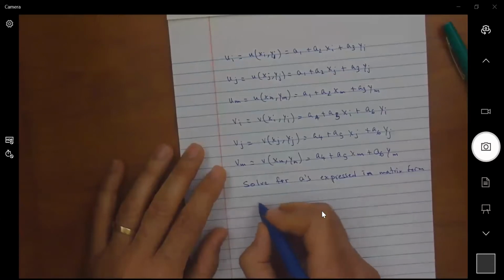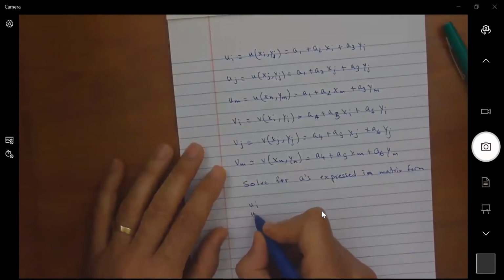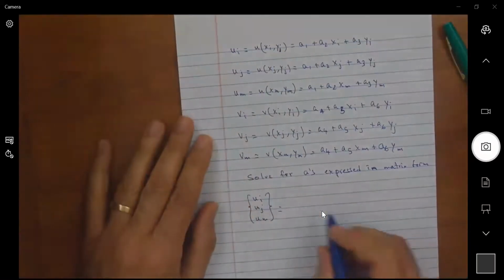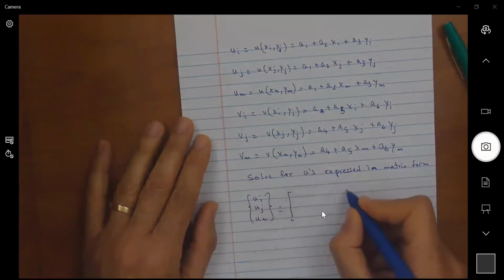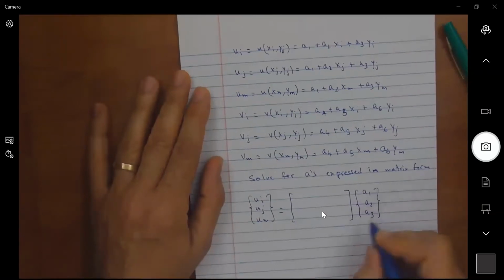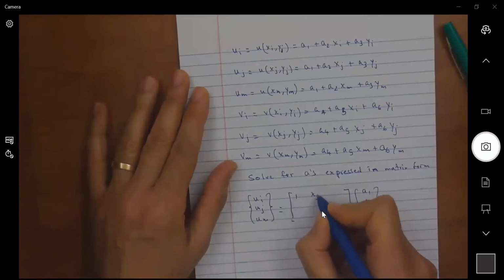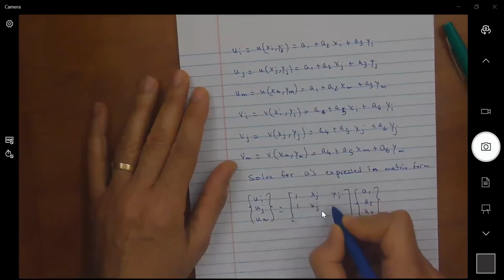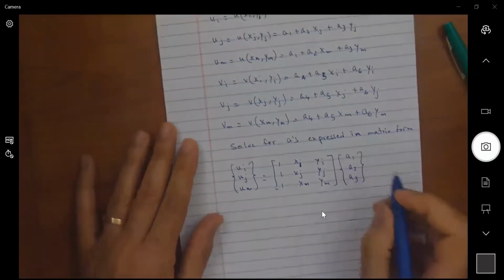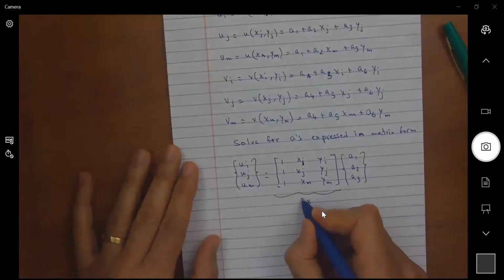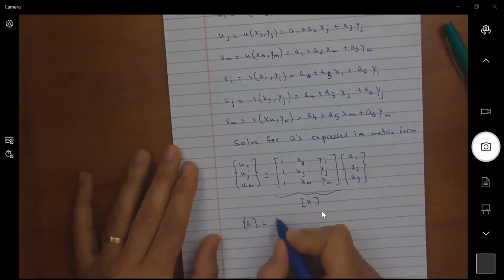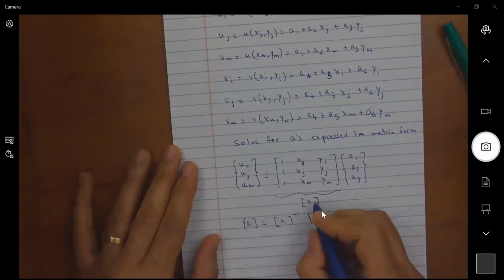So I have here ui, uj, um is equal to. So I'm going to take the first three equations and write them in matrix form. I have A1, A2, and A3. I have here 1 xi, yi, 1 xj and yj, 1 xm and ym. So if I consider this to be an X matrix, I can solve for A if I can find the inverse of X and multiply it by U.